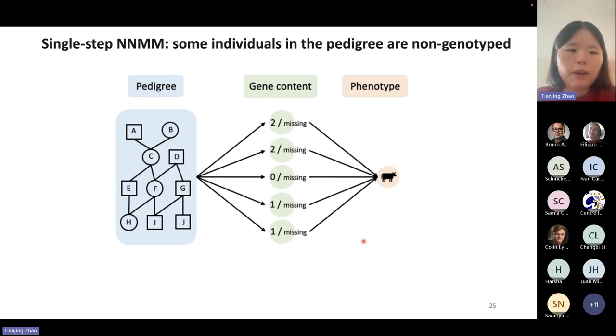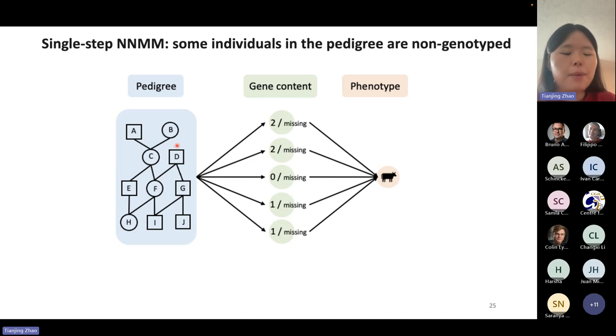Here is another example of NMM. You can see this three-layer structure can be perfectly fitted for the single-step scenarios. I believe some of you may have heard of the single-step scenario, because this is quite important, especially in animal breeding. In animal breeding, usually we have a very large pedigree, like this one. But only a subset of the individuals in the pedigree have genotype information, and other individuals are not genotyped. In this situation, the single step is very important. And here I just want to demonstrate that NMM is a perfect representation for single step.